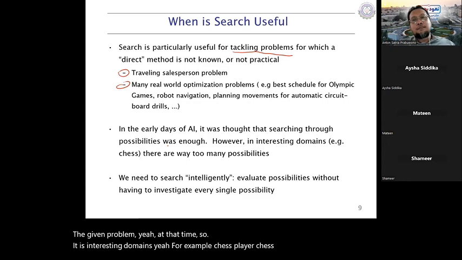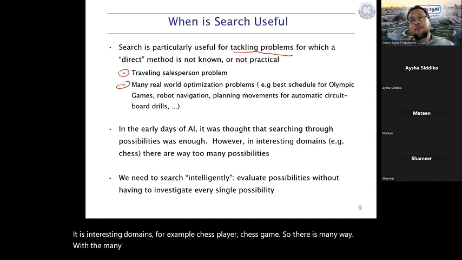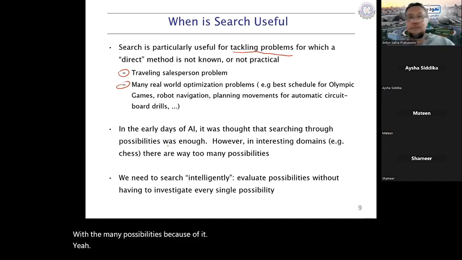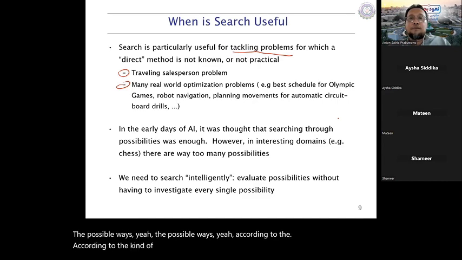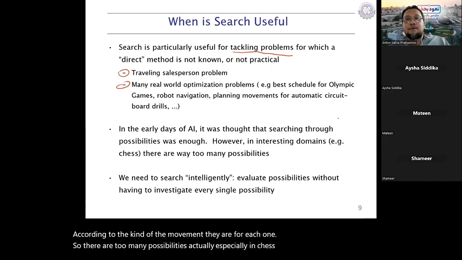There are many ways, with many possibilities, because for each piece on the chessboard, we need to find the possible ways according to the kind of movement for each one. So there are too many possibilities actually, especially in chess play or the chess game.